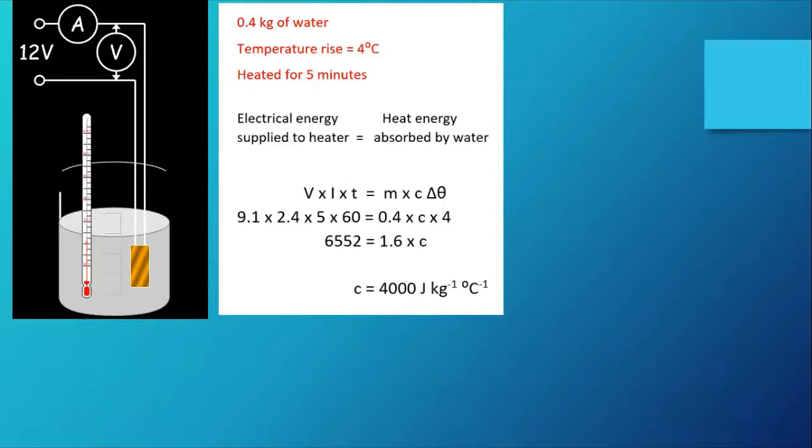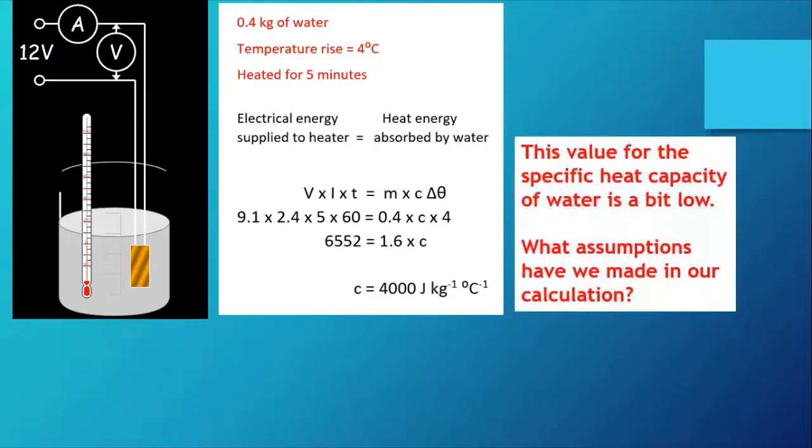And we put the numbers in, both sides of the equation, and what we're trying to do is find a value for c, the specific heat capacity. And when we do the maths, we find that we get 4,000 joules per kilogram per degree C, J kg^-1 °C^-1. Okay, but isn't this a little bit lower than the book value? What assumptions have we made?